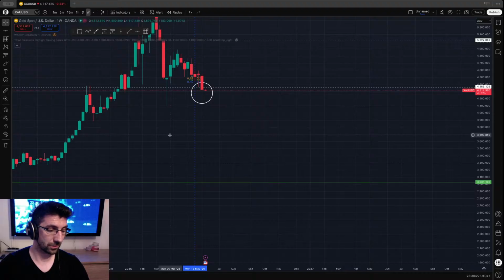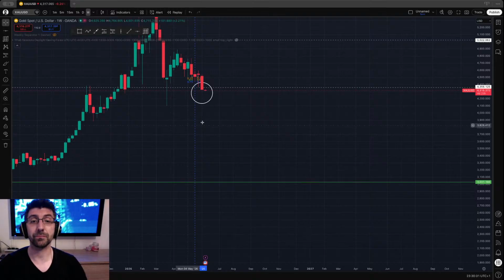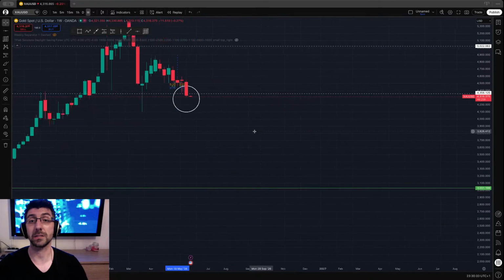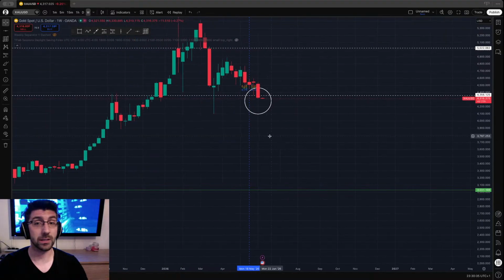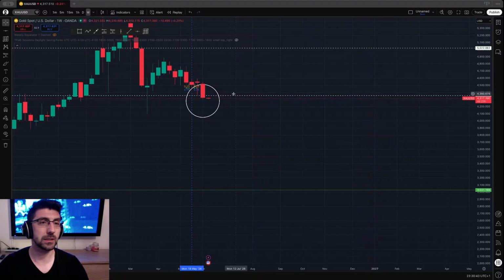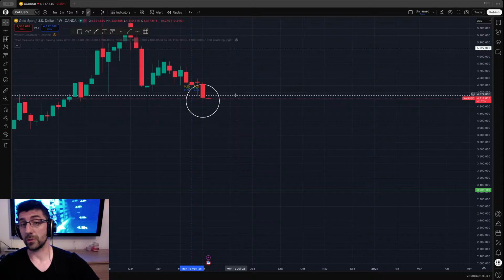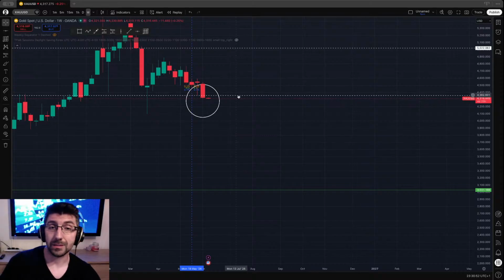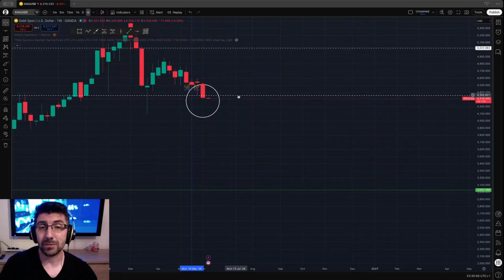I follow a few trading communities there, traders analyzing the gold price, and they have the same level, the same mark here on the weekly and the daily chart. So that's an important support and resistance. Now it became a resistance.